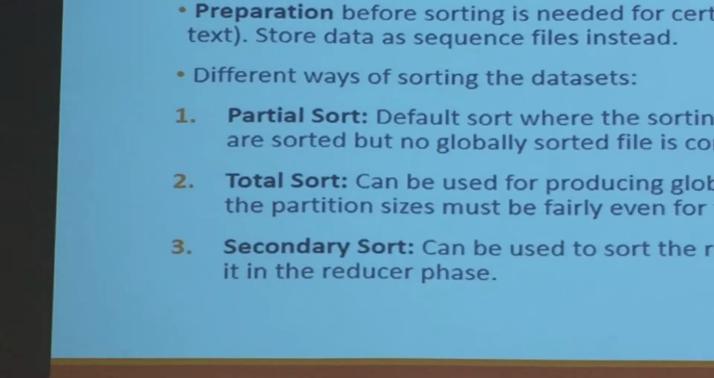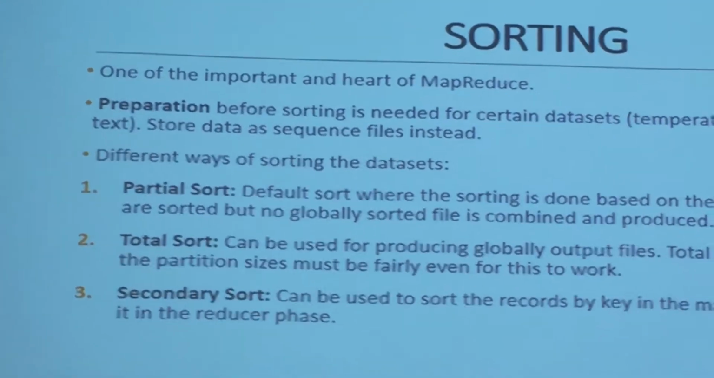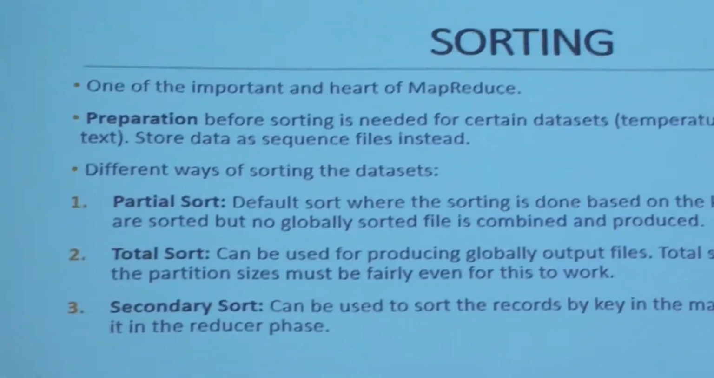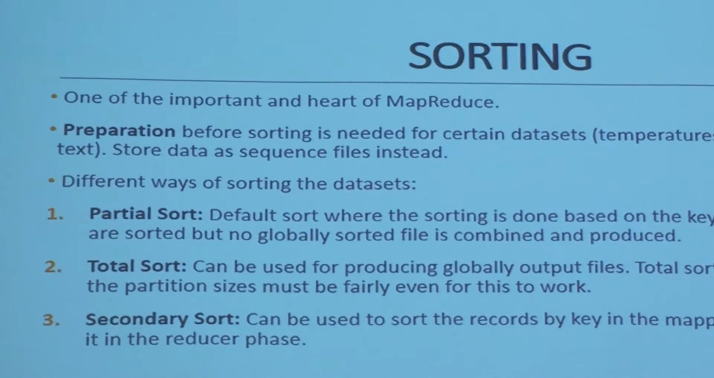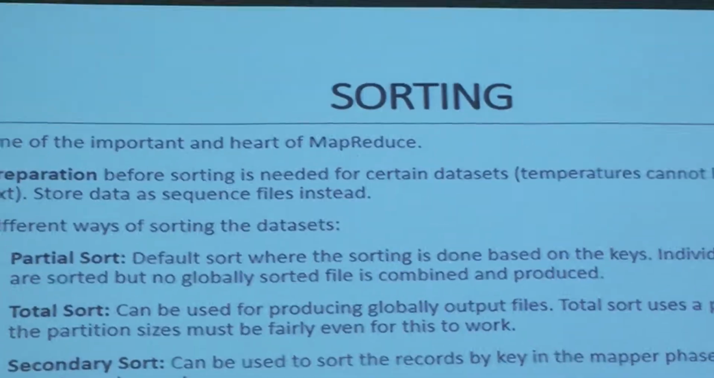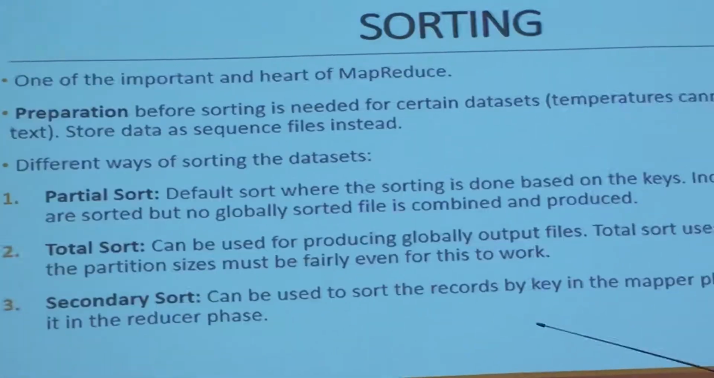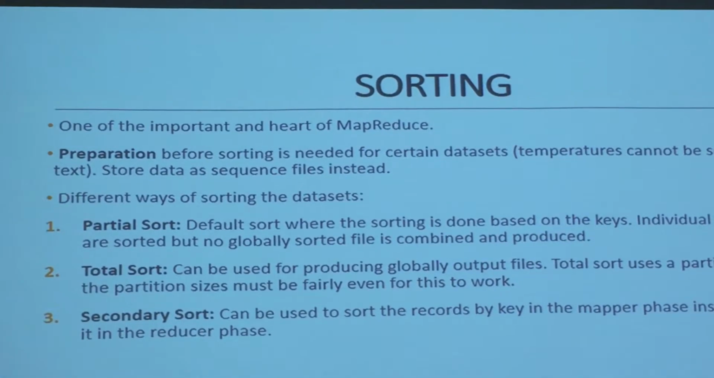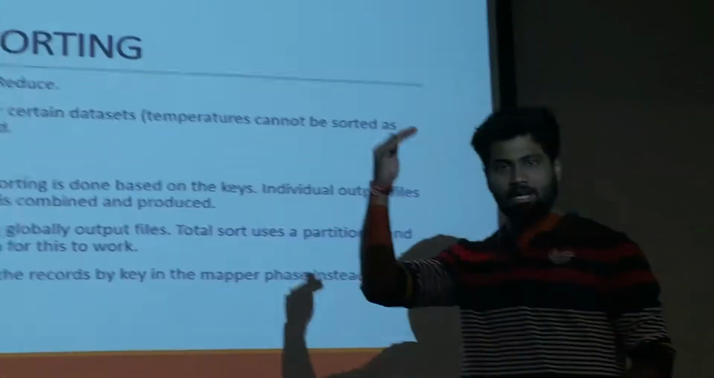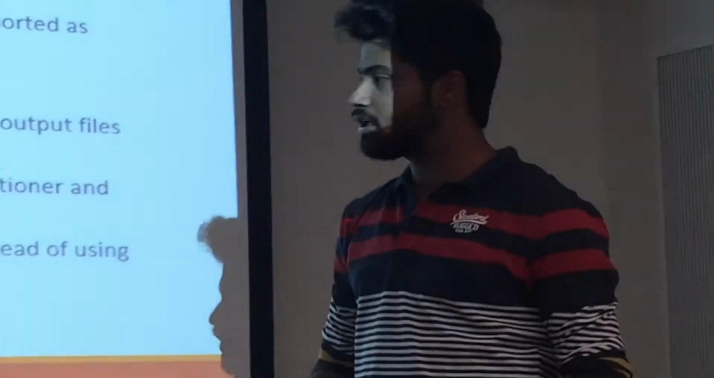Coming to sorting in MapReduce. Before sorting, you have to prepare the data, because preparation is needed for certain datasets. There are three types of sorting: partial sort, total sort, and secondary sort. Let's start with total sort. Total sort produces a single output file which has all the records sorted. And partial sort produces multiple files.